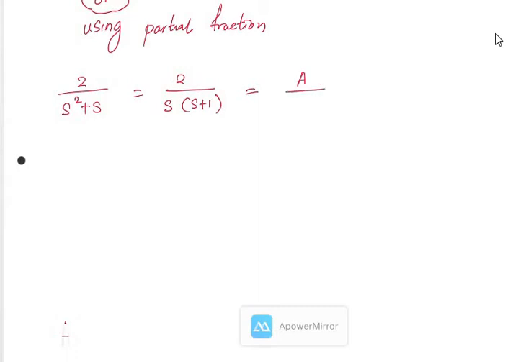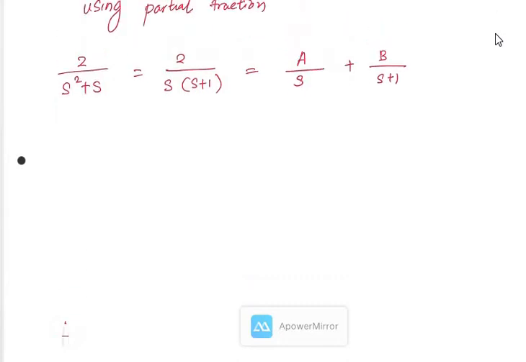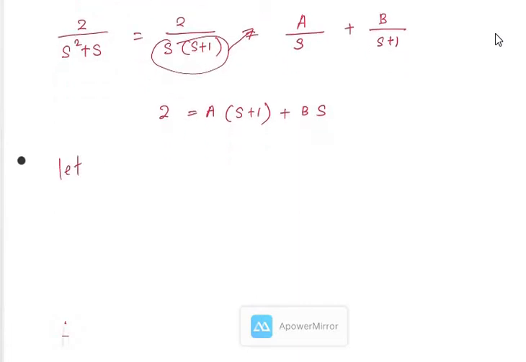If I factor it out, it becomes 2 over s times s plus 1. So I split into A over s and B over s plus 1. And then I multiply this whole thing and move to the right hand side, so I get 2 equals A(s plus 1) plus Bs. Okay. So I assume s equal to 0 and also s equal to minus 1. So I assume s equal to 0 first. Then I get A equal to 2.